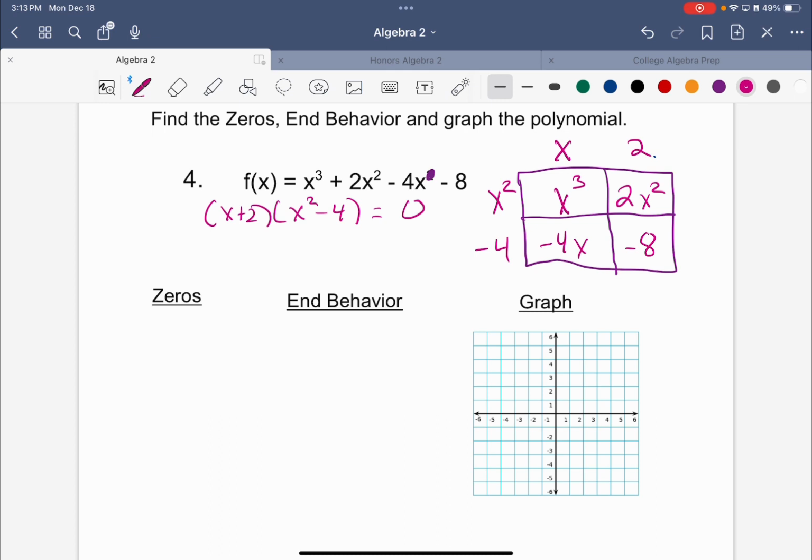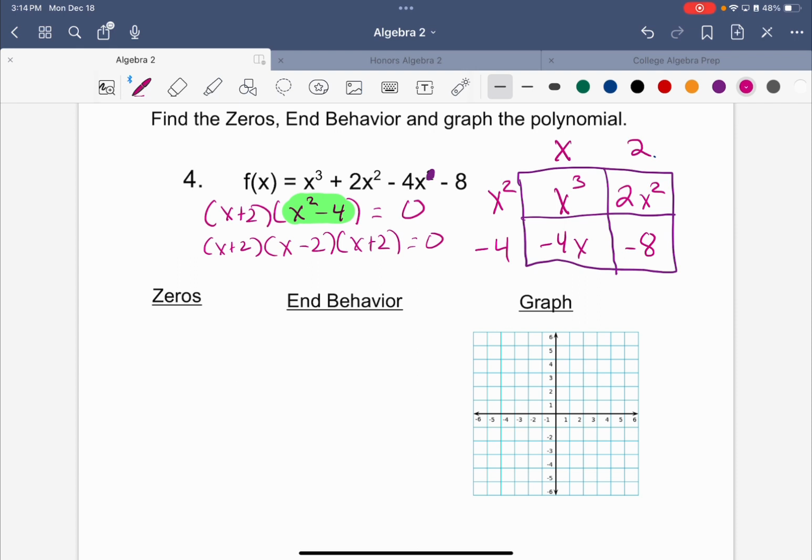Because we're practicing, if I look at this right here, I should always double check to make sure everything is factored completely. That's a difference of squares. So you could factor this further to x plus 2 times x minus 2 times x plus 2. Remember, difference of squares. It's the square root of a minus the square root of b, the square root of a plus the square root of b.